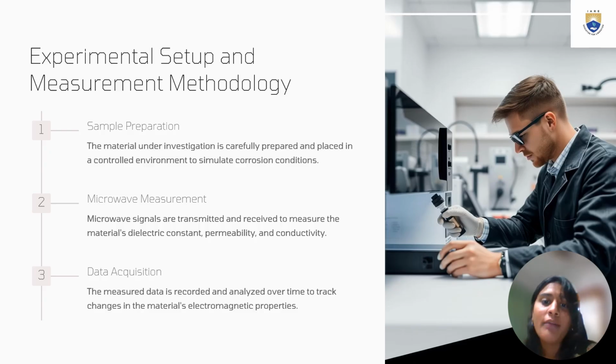Microwave measurement. A microwave transceiver transmits signals, and their interaction with the sample is recorded. For example, changes in dielectric constant, permeability, and conductivity are tracked over time. Data acquisition. The recorded data is analyzed to determine how corrosion is progressing. The data is compared with traditional corrosion detection methods for accuracy.